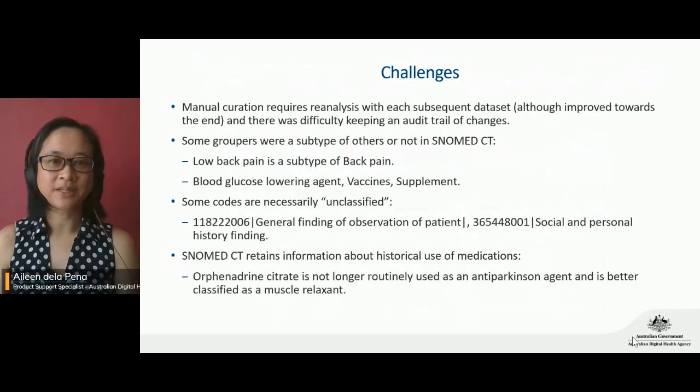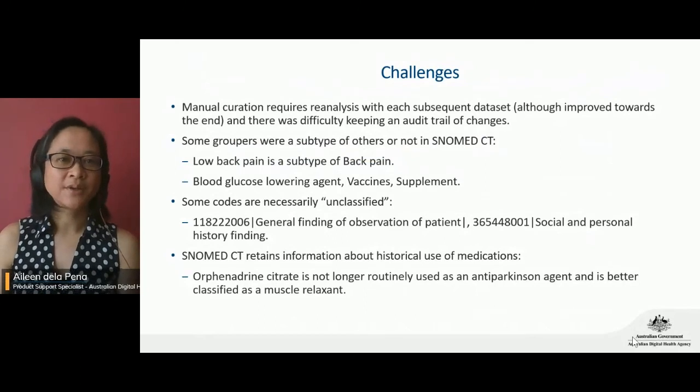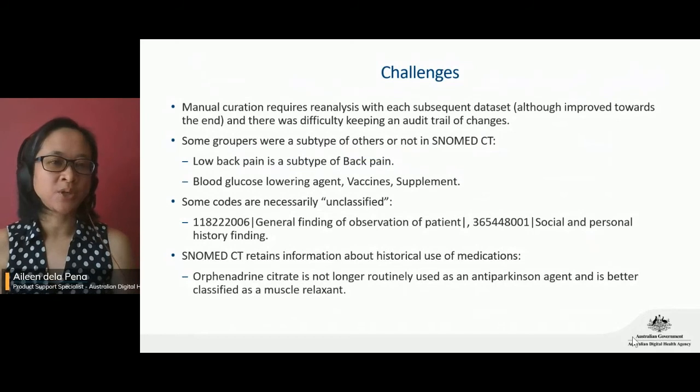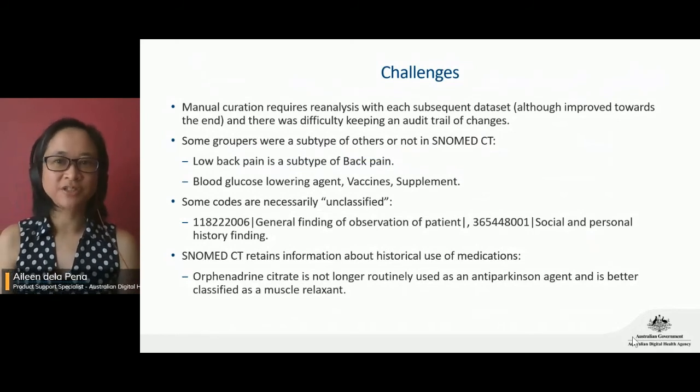However, as I said, we did get to a point where there were fewer and fewer uncategorized concepts that we had to reassess. The points on the rest of this slide would be familiar to anyone using SNOMED for aggregation and are therefore not unique to this proof of concept. Some of the rules were quite complex, and this is due to relationships between concepts. For example, low back pain is a subtype of back pain, but because both were called out in the chronic conditions report, we decided to keep them separate.